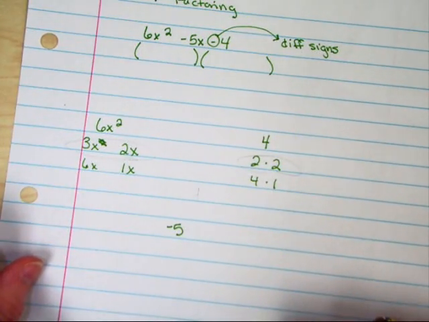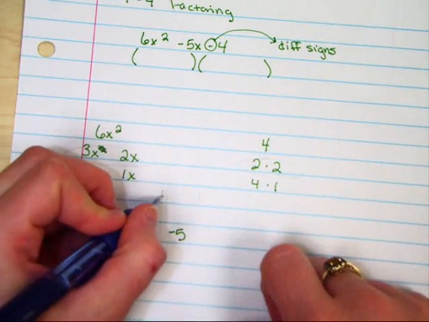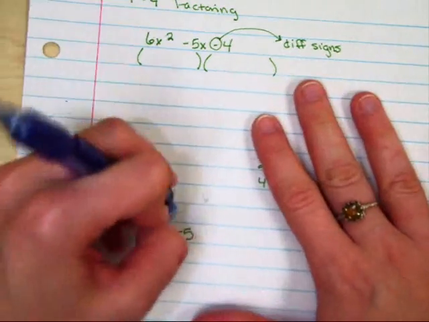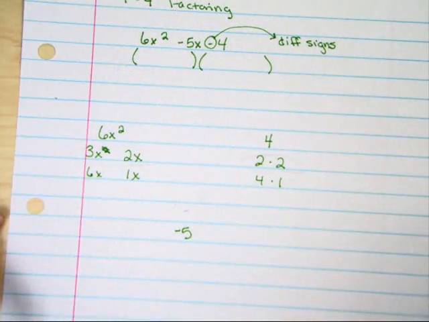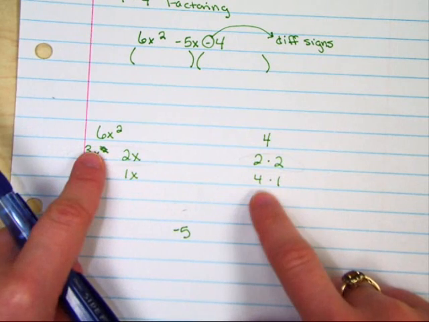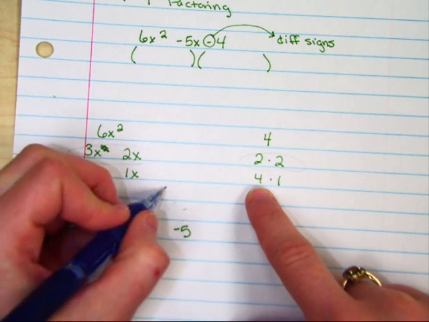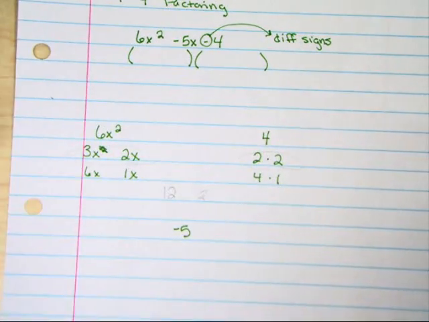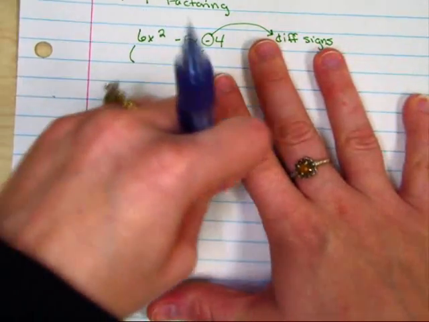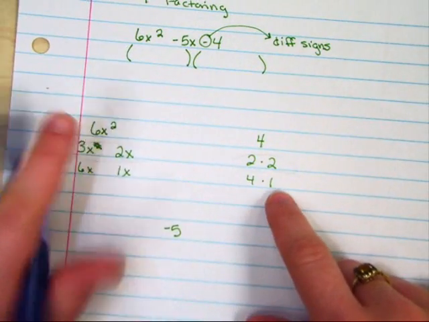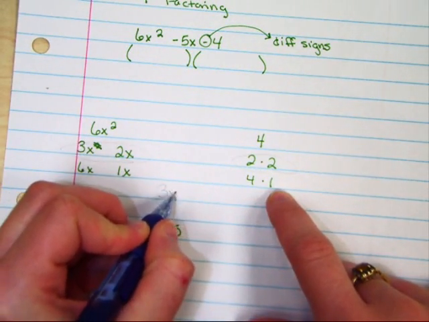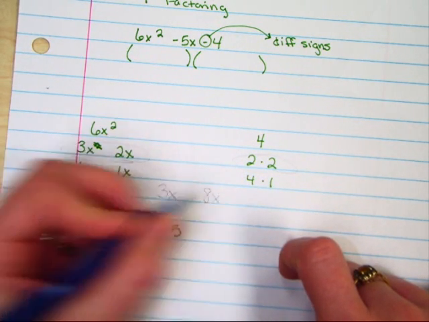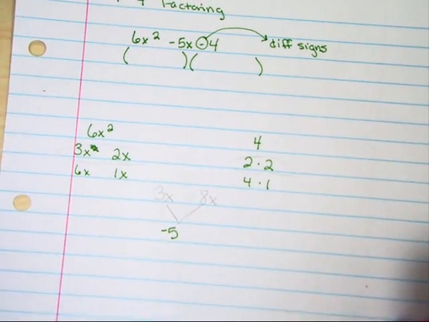Alright, let's try reversing this. If you do 2 times 2, you're going to get a 4. If you do 3 times 2, you're going to get a 6. That's never going to make a 5. Okay, now let's try 3 and 4 down here. If you do 3 times 4, you get a 12. If you do 2 times 1, you get a 2. That's never going to make a 5. If you do 3 times 1, you get a 3x. And if you do 2 times 4, you get an 8x. That will give you a 5.